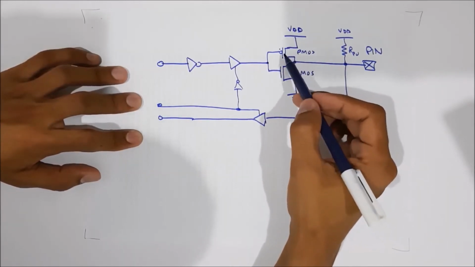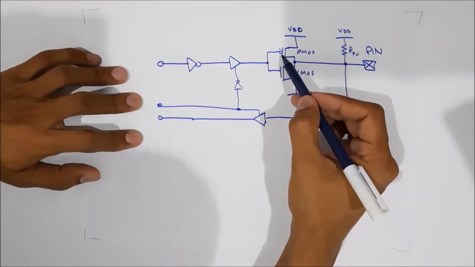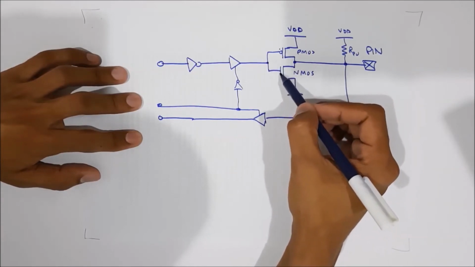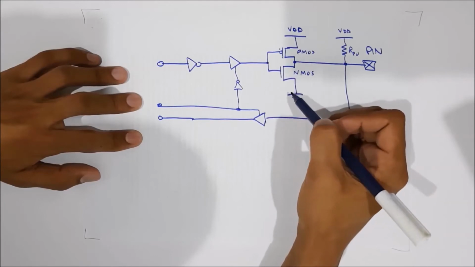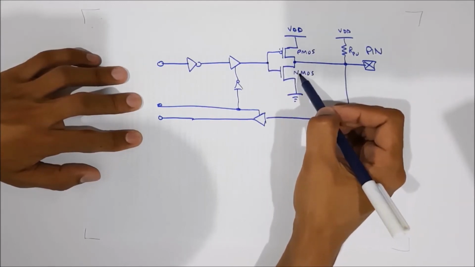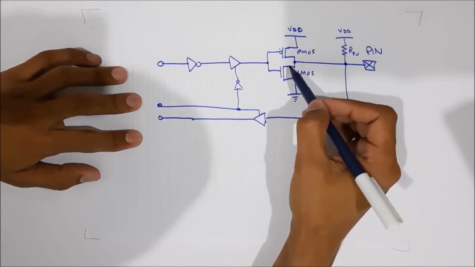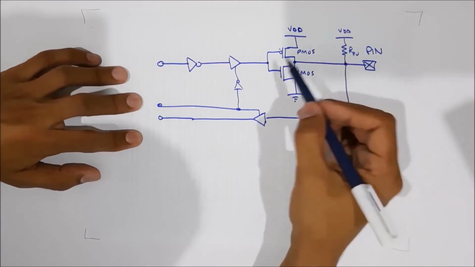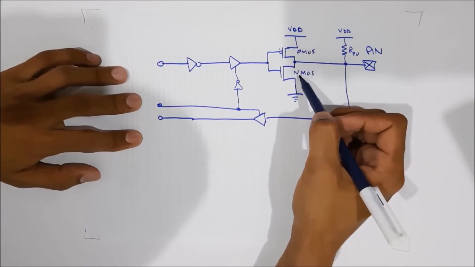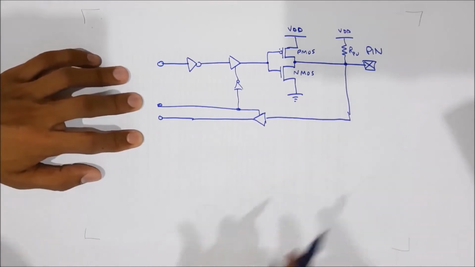The P MOSFET turns on when a 0 is given at the gate terminal, and the NMOS turns on when a 1 is given at the gate terminal. When a 1 is given as the input, PMOS will be off and NMOS will be on, and a 0 will travel from this ground to the output. Similarly, if a 0 is given at this input, PMOS will be on and NMOS will be off, and VDD will be connected to the output pin.